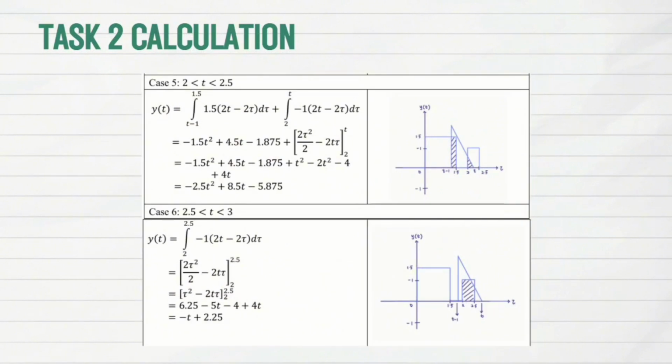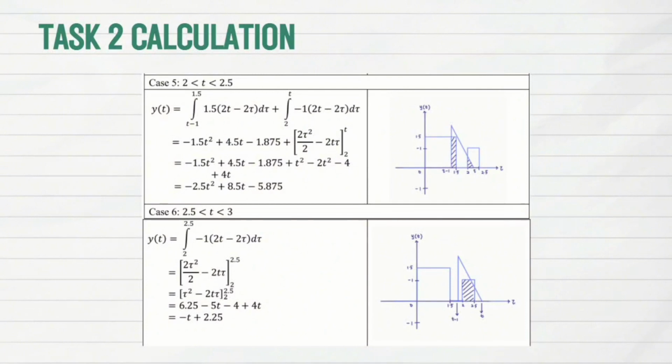For case 5, t is smaller than 2.5 but bigger than 2, signal f(t minus tau) is shifted to the right before 2.5. Since there is a separate overlap, the integration limit of the first overlapping signal is 1.5 and t minus 1, and for the second one is t and 2. The value of y(t) calculated is minus 2.5 t squared plus 8.5 t minus 5.875.